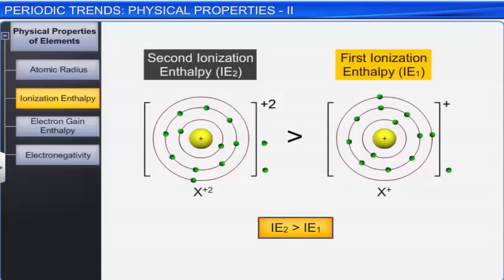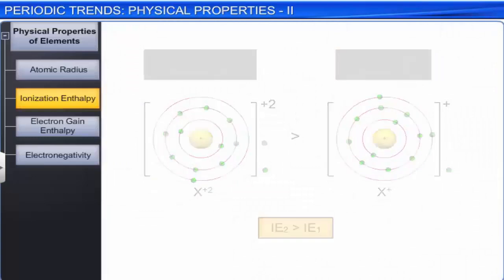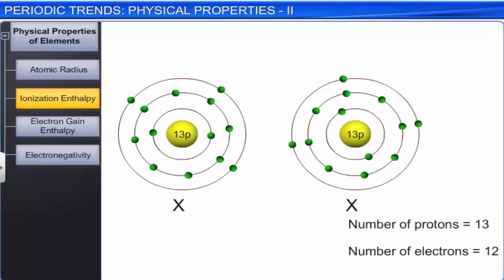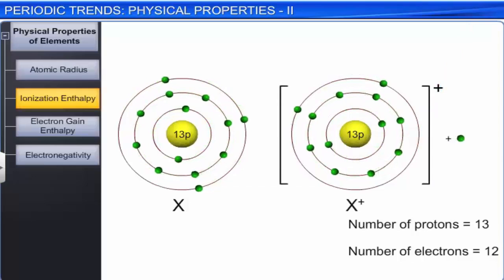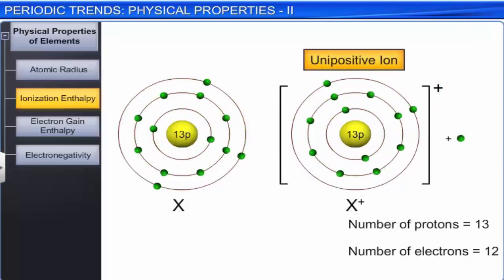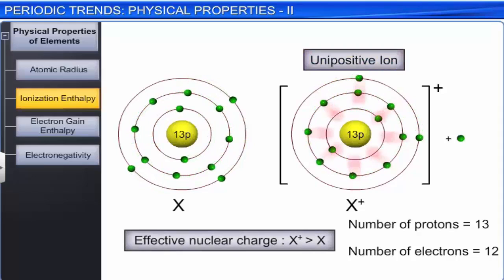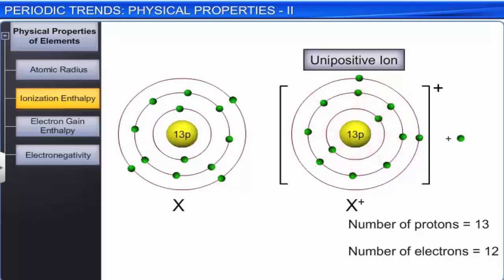This is because, on removing an electron, the unipositive ion formed will have more effective nuclear charge. Due to this, the nuclear attraction on the electrons increases, and hence, more energy is required to remove an electron from the unipositive ion. The term ionization enthalpy, if not specified, is taken for the first ionization enthalpy.